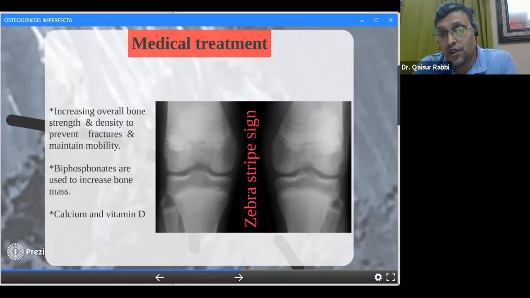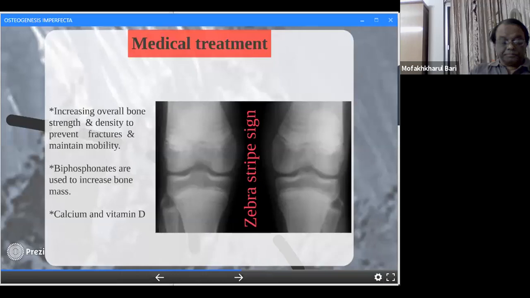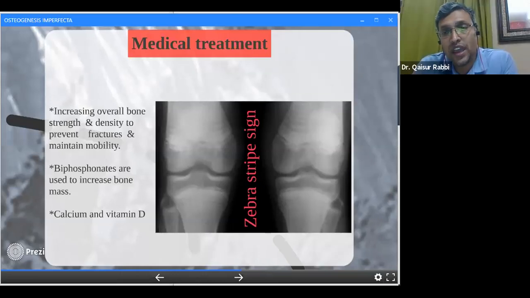Not only fracture, that will also prevent bowing of the long bones. Not only long bones, the ribs and all other bones of the body will get strengthened. And when we give the child cyclical bisphosphonate, the x-ray of this child shows the zebra stripe sign. Each time a child goes through cyclical bisphosphonate, one white streak appears at the growing end of the bone, and thus we can be sure that the bisphosphonate is working.